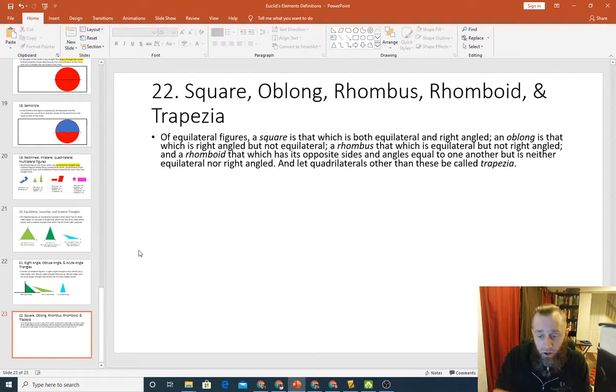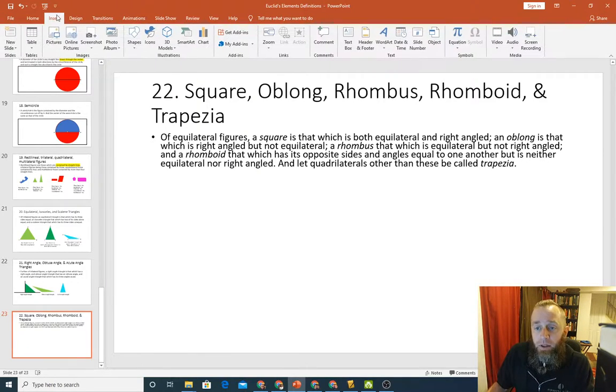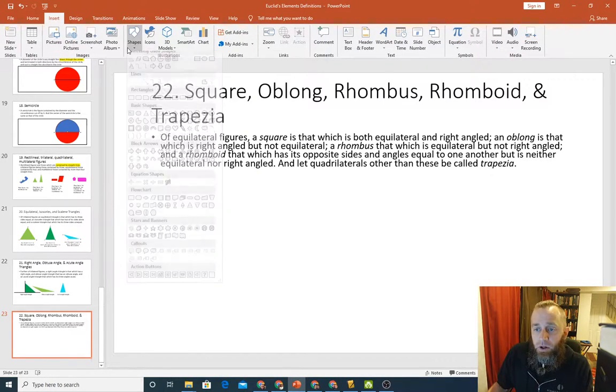That is, all of the sides are equal. As long as all the sides are equal, the thing, whether it's a triangle or a quadrilateral or whatever, is equilateral. So we're talking about equilateral quadrilaterals so far. Okay, that's a square. Let's make a square. Squares are fun.